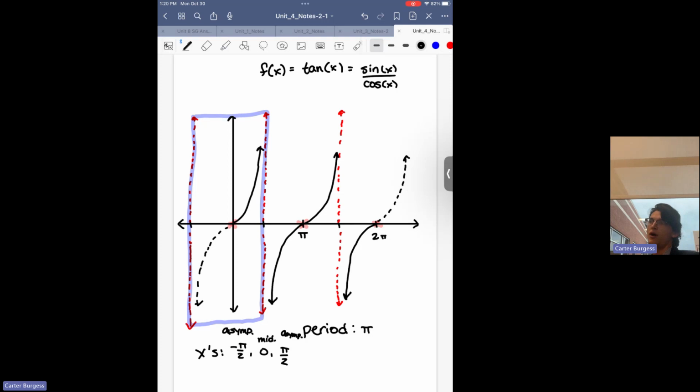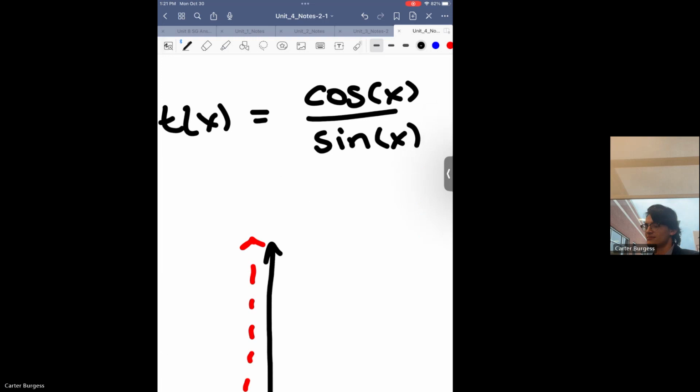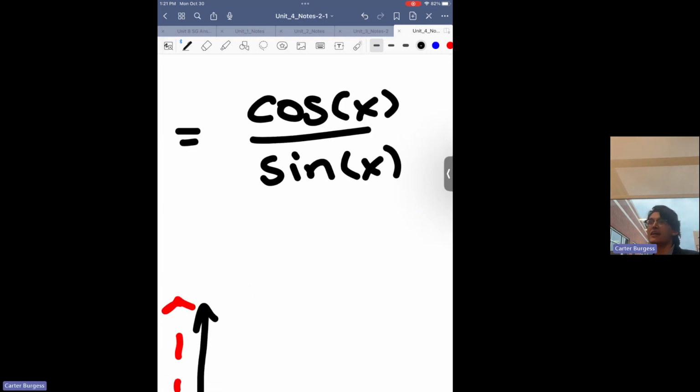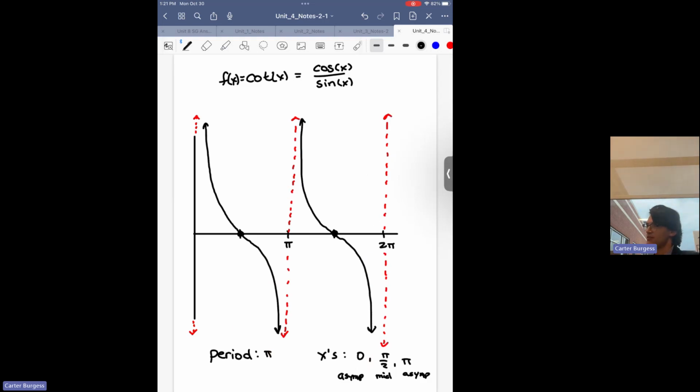For cotangent, what is our denominator now? Well, we're going to look for where it's 0. But what is the denominator of cotangent? Sine is the denominator for cotangent. And so when is sine equal to 0?